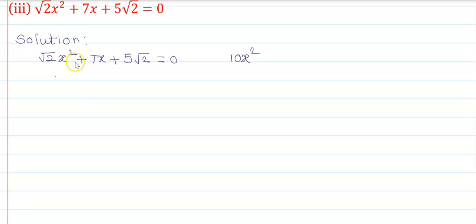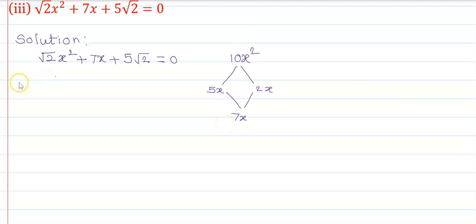Root 2 into root 2, 2. 2 into 5 is 10x square. The product must be 10x square. And what about their sum? The sum must be 7x. Now what are the two numbers whose sum is 7x and the product is 10x square? It's very easy. The numbers are 5x and 2x. 5x plus 2x is 7x. 5x into 2x is 10x square.